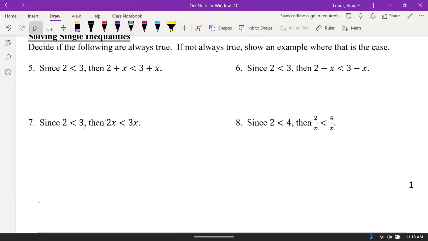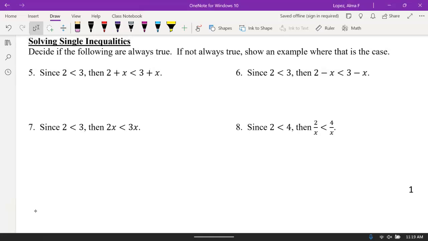All right. On these next ones, we're going to look at some statements and determine which ones are true and which ones are not true. Okay, and actually, we're looking to see which ones are always true and which ones are not always true.